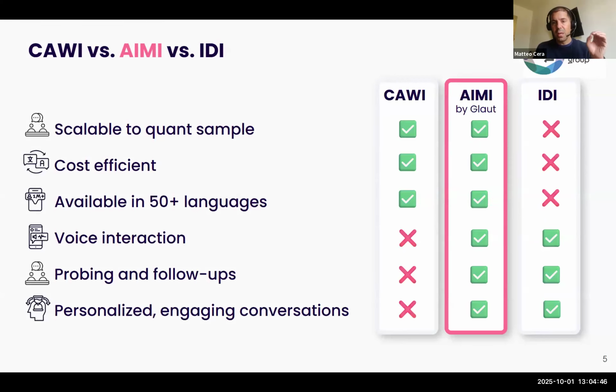To put things more in perspective and in more detail, an AMI is a link, a URL. It's a programmable link as a survey. And therefore, it is scalable to a quantitative sample, to hundreds or thousands of responses in parallel. It's cost efficient, with cost similar to a traditional survey. And it is native in more than 50 languages and accents.